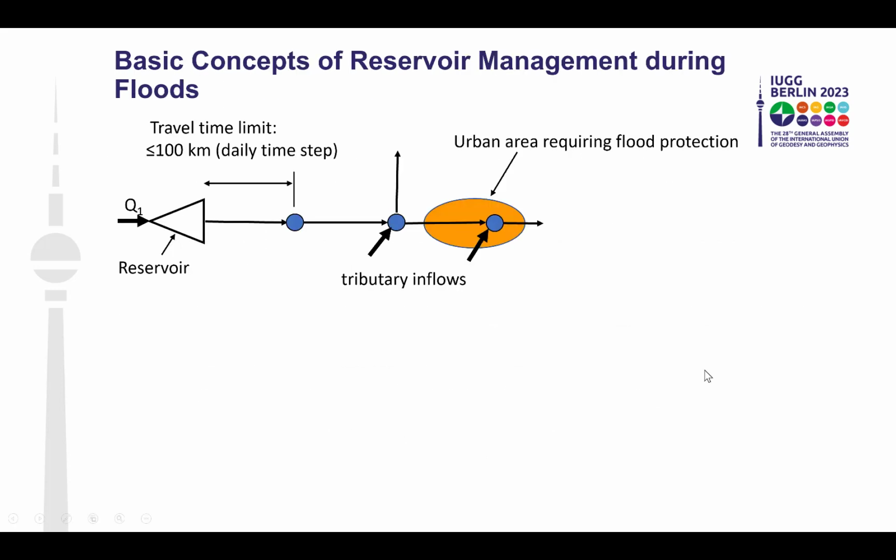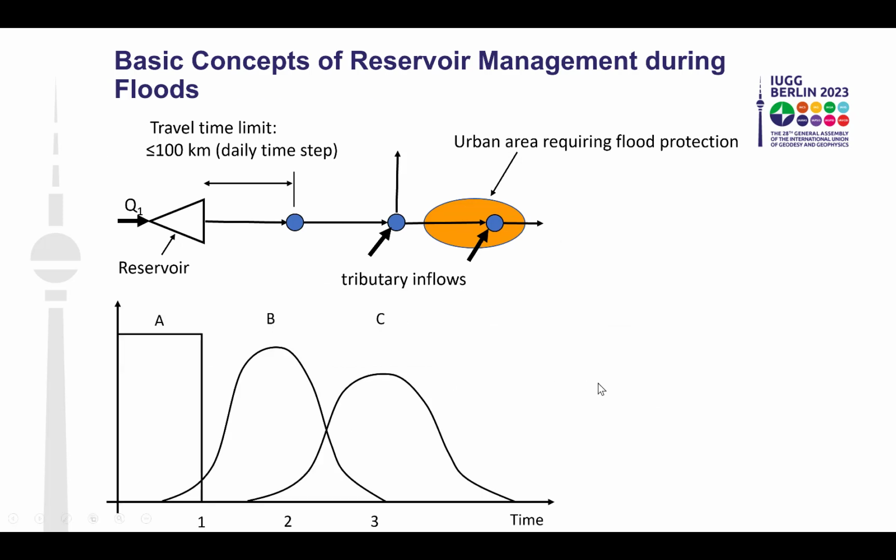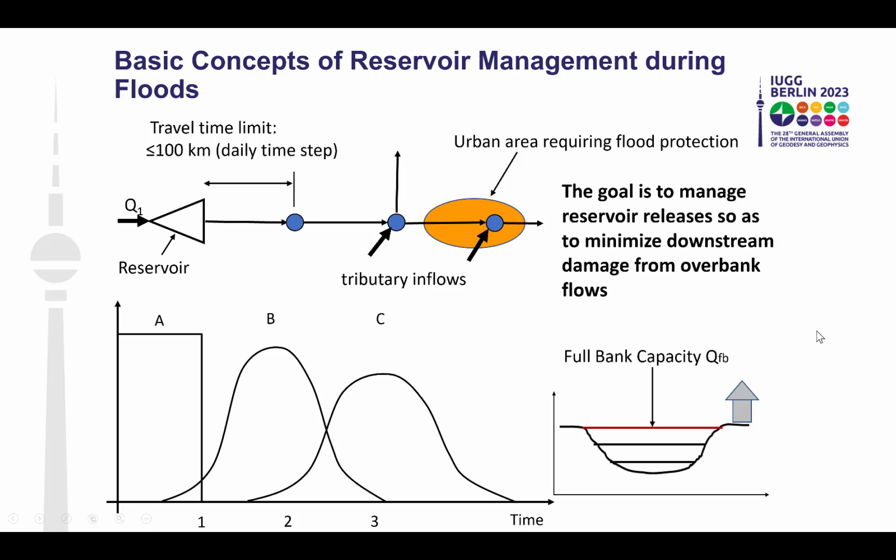The basic concepts for reservoir management during floods are well known. The first issue is that any release from the reservoir is subject to hydrological routing. Sometimes the protected area is located further downstream of the reservoir, and it takes some time for the reservoir releases to reach this area. Along the way, there may be lots of tributaries and diversion canals which complicate this process to reach the desired threshold flows. The downstream goal is to manage the reservoir releases so as to minimize downstream damage from overbank flows.